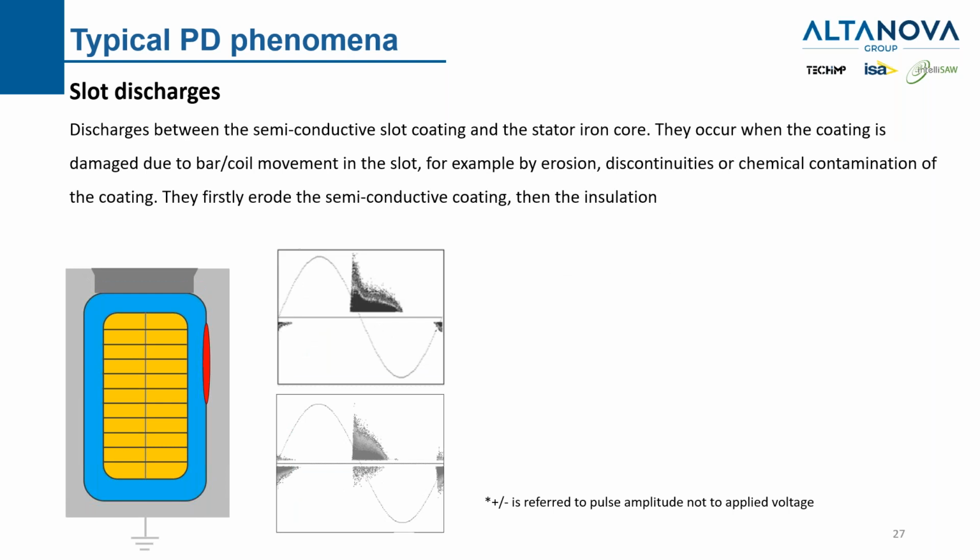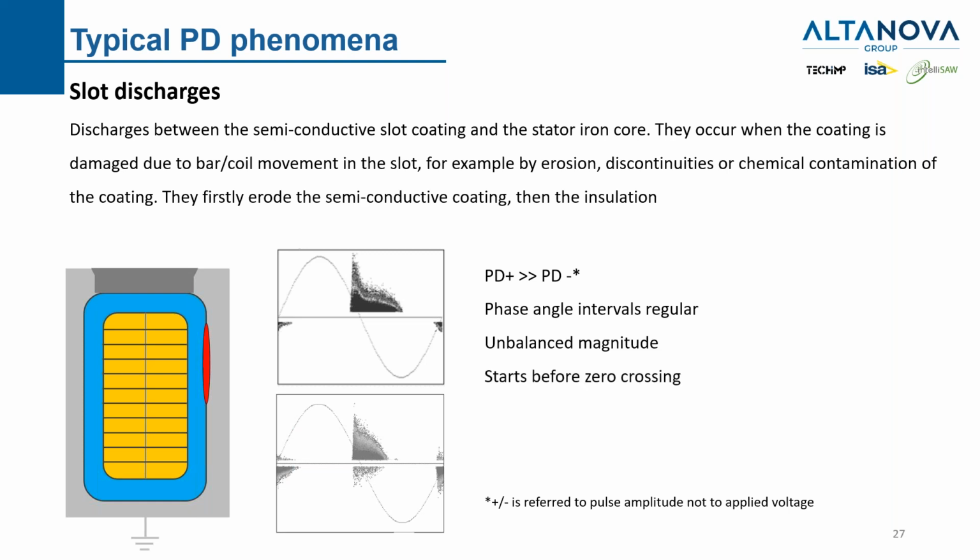On the contrary, when we have slot side discharge, so between the insulation and the stator frame, we have very clear positive PD pulse majority with respect to the negative PD pulses. We have a quite regular phase angle interval. There is, of course, an unbalanced magnitude, but reversed with respect to the conductor side delamination. The PD normally starts before the zero crossing.